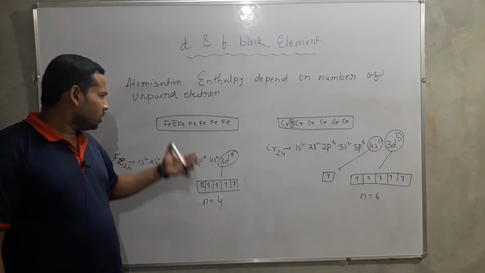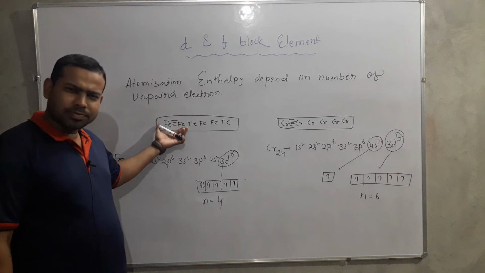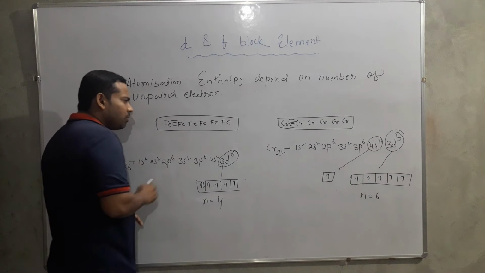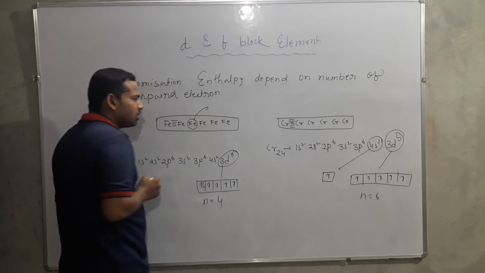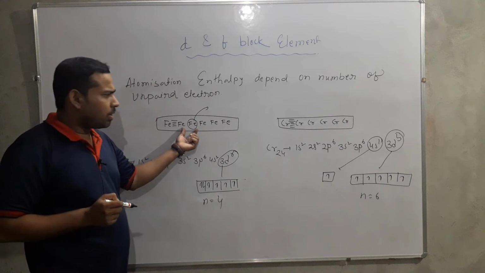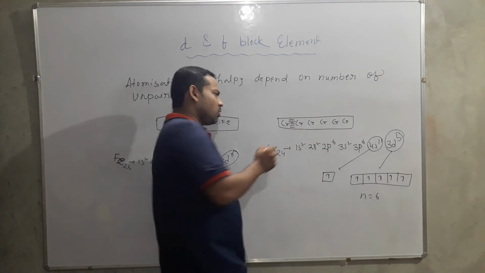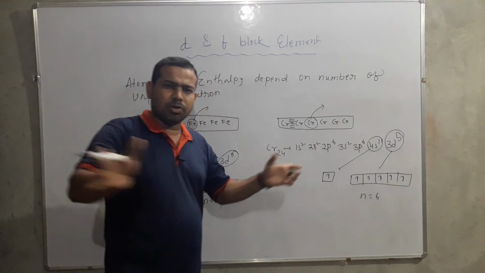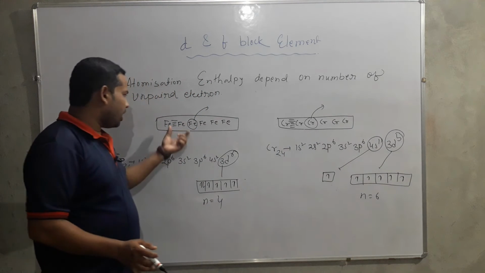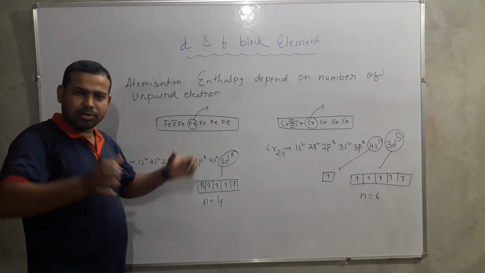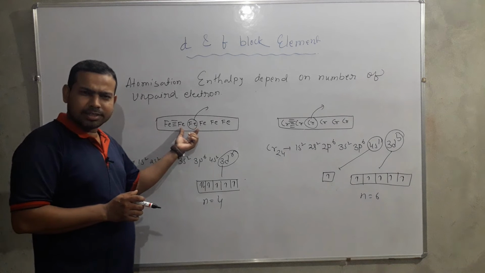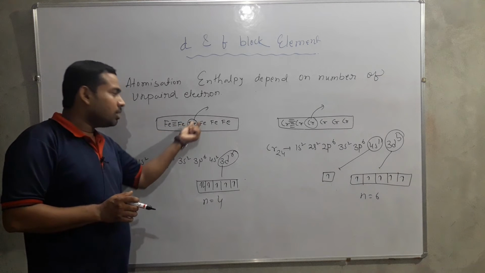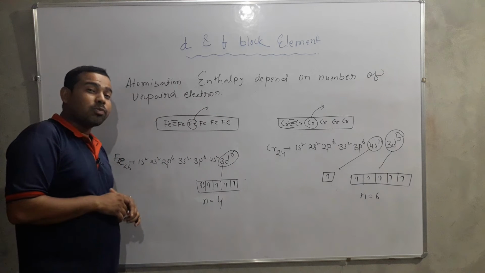Clear? So if you try to remove one iron atom from this iron block, it requires less energy compared to the chromium block. So the chromium block requires more energy because chromium has 6 bonds between the chromium atoms. Iron has 4 bonds between the iron atoms. So that's why it requires less energy if you want to remove one atom from this iron block. So this is known as atomization enthalpy.